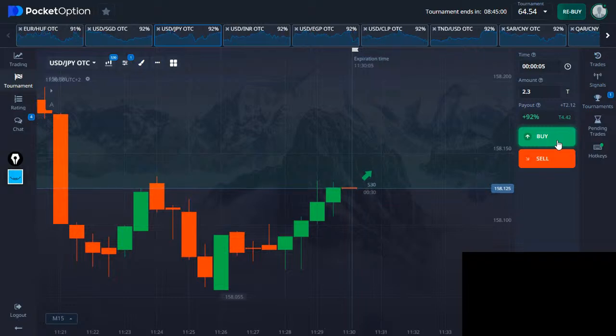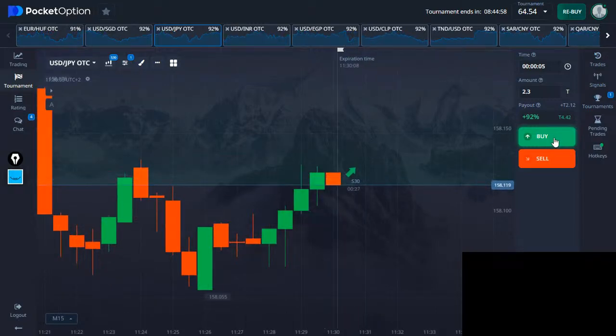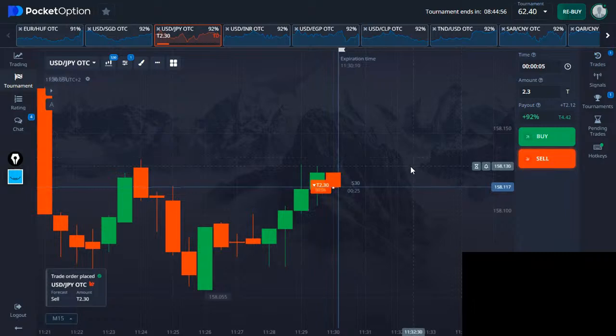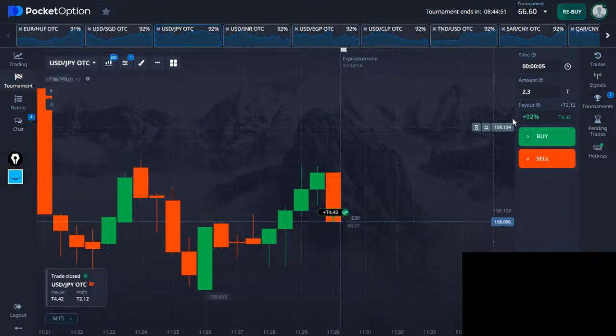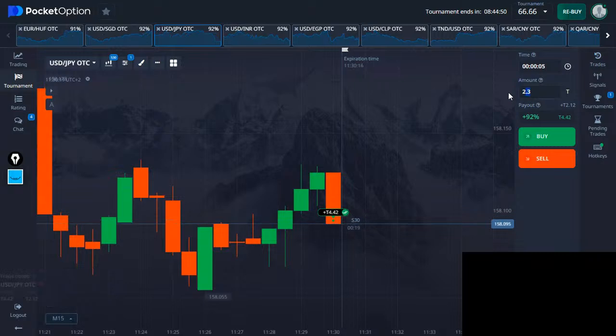Give me green. The buyers are strong. Give me green. Okay, it gave me red, so I'll go for a sell. Whoops, beautiful. You go back to $1 here.